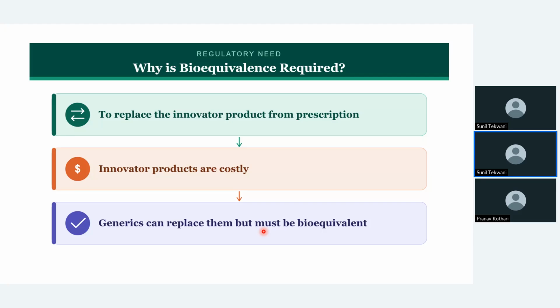Then only it will give the same efficacy and the same safety. If blood concentrations vary, then the efficacy or safety may vary. If blood concentrations are less, then it may not give proper efficacy. If blood concentration of generics are high, then there may be safety concerns, toxicity issues.